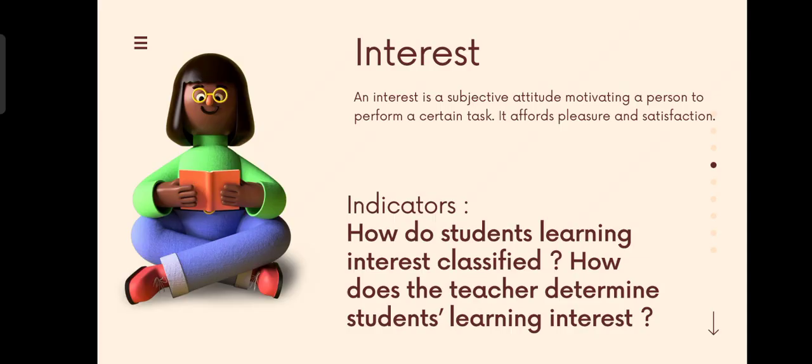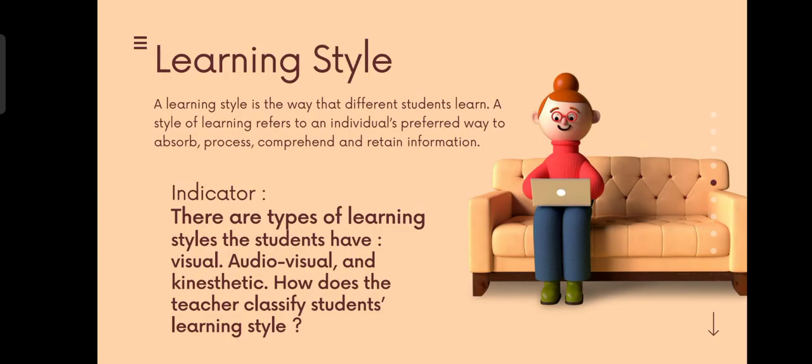Next is interest. An interest is a subjective attitude motivating a person to perform a certain task. It affords pleasure and also satisfaction. So the indicators are, how are students' learning interests classified, and how does the teacher determine the students' learning interests?